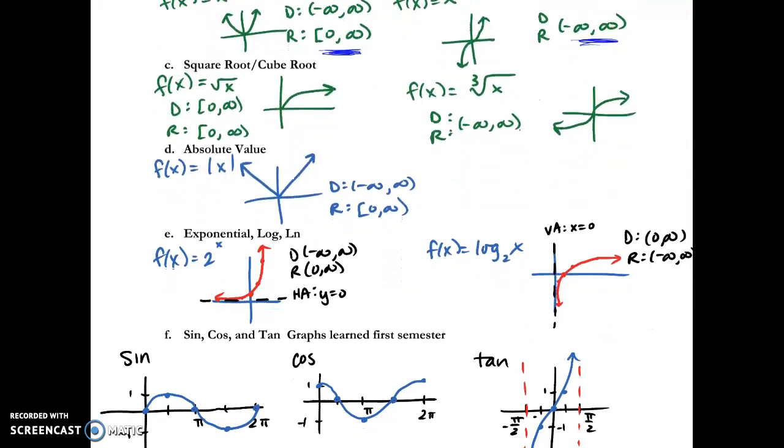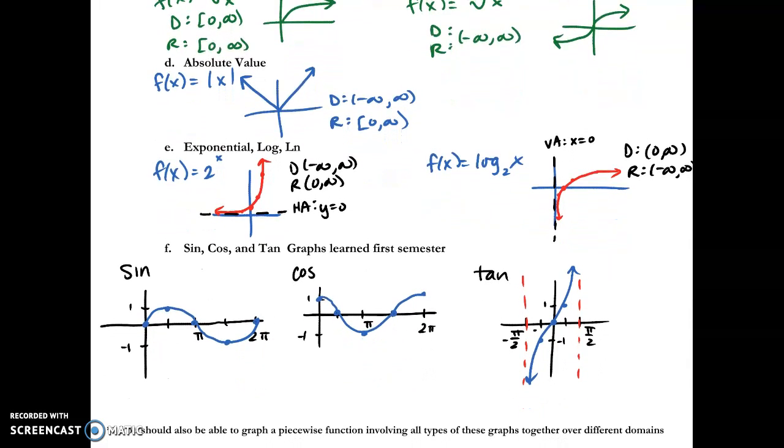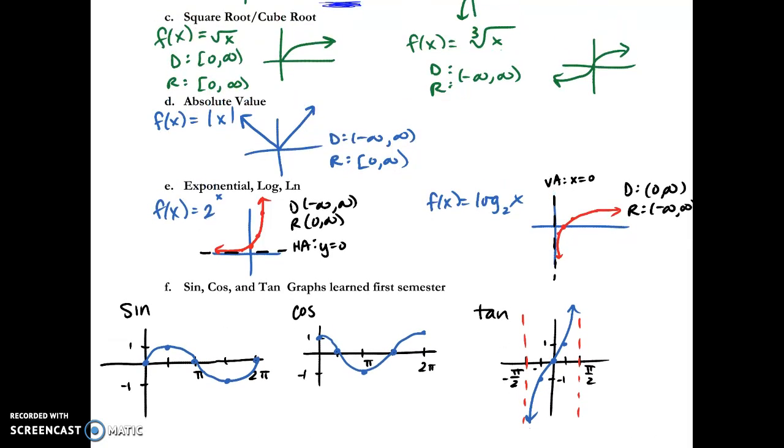All right, I've also listed the domain and range for the absolute value graph as well as our square root and our cube root graph. These are all things that we learned back in Algebra 2, and the better you understand these functions and their general shapes, the easier it will be for you to understand how their graphs behave.